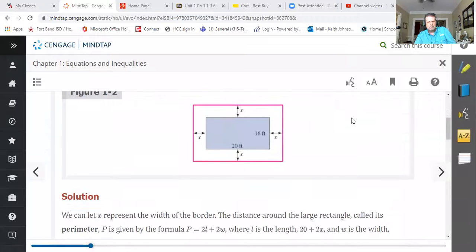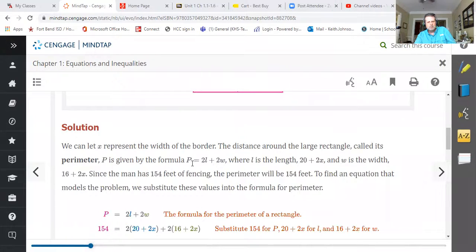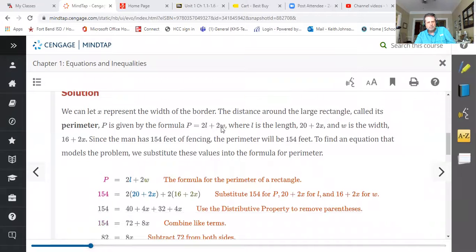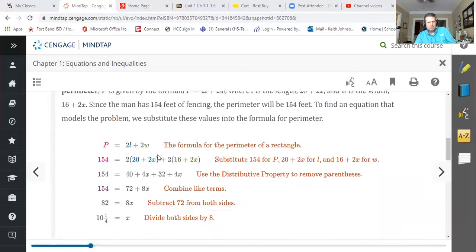Okay, so let's kind of scroll down here. So here's the problem. Here's my pool, 16 by 20. I want the uniform width, which means we're going to talk about the pool and the perimeter. Remember, perimeter of a rectangle is 2L plus 2W. Now if you look here, it says if my perimeter is 154 feet, okay, this gives you all the information here. However, I think I want to show it to you in a little bit different manner.